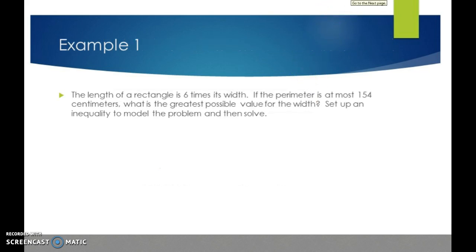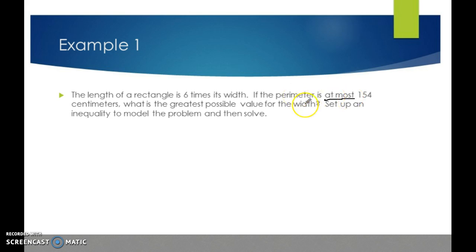So actually applying it, in this example, the length of a rectangle is 6 times its width. If the perimeter is at most, I'm going to underline that, there's where our inequality is going to go. If the perimeter is at most 154 centimeters, what is the greatest possible value for the width? Set up an inequality to model the problem and solve.